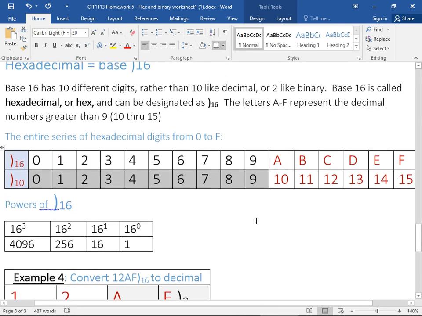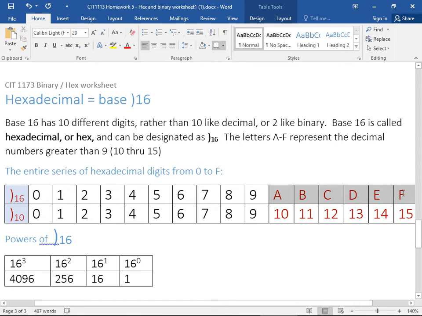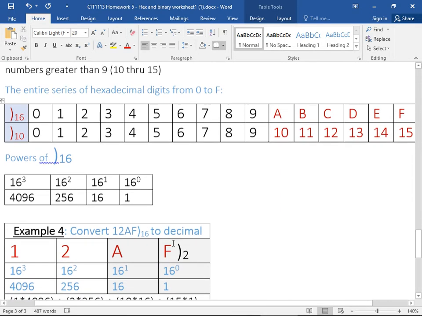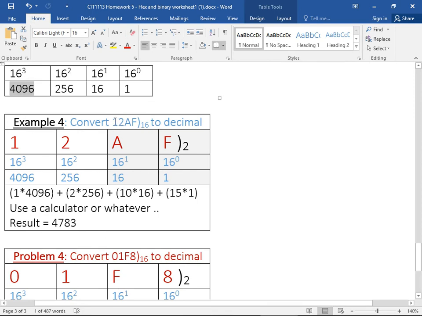All right, here we go. Hexadecimals, base 16. Not only do we have 0 through 9, we have these extra letters, these extra digits, which mean 10 through 15. And we have our powers of 16. 16 to the power of 0, 1, 2, and 3. So we're going to convert 12AF to decimal. 12AF. That means how many 4096s do we have? We have 1 4096. How many 256s do we have? 2. How many 16s do we have? I seem to like putting A in that spot. 10 times 16 and 15 times 1.